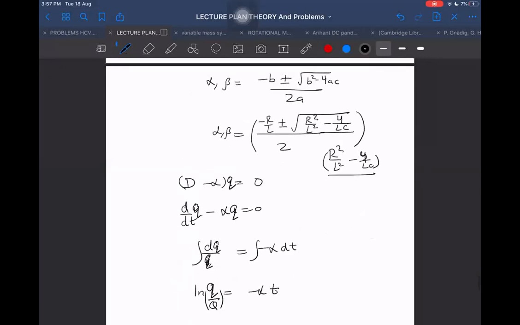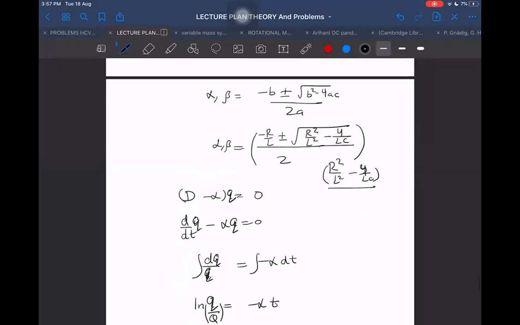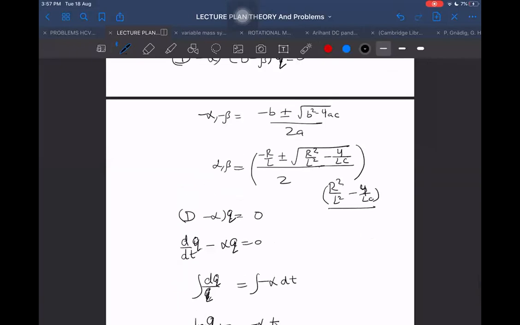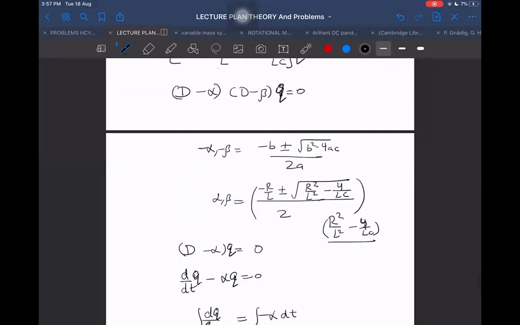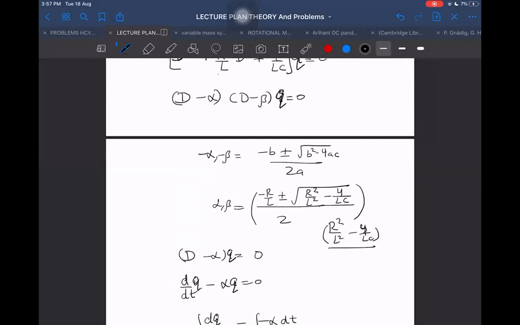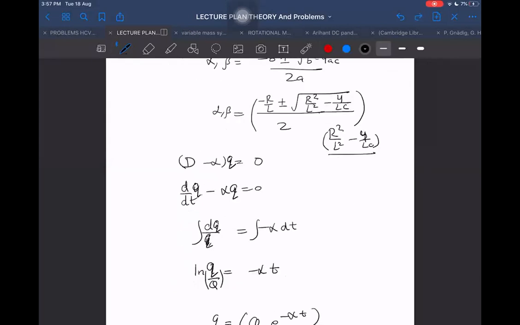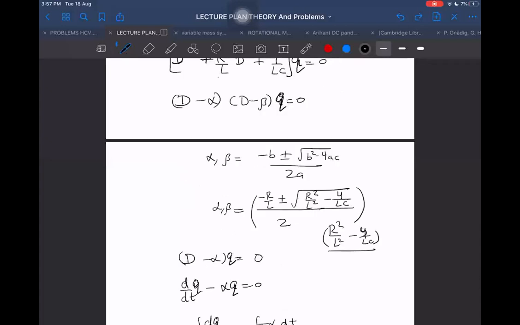and beta are the roots. Alpha and beta are not the roots. Minus alpha and minus beta are the roots, let us say. Then it will be D plus alpha into D plus beta. Minus alpha and minus beta are the roots.